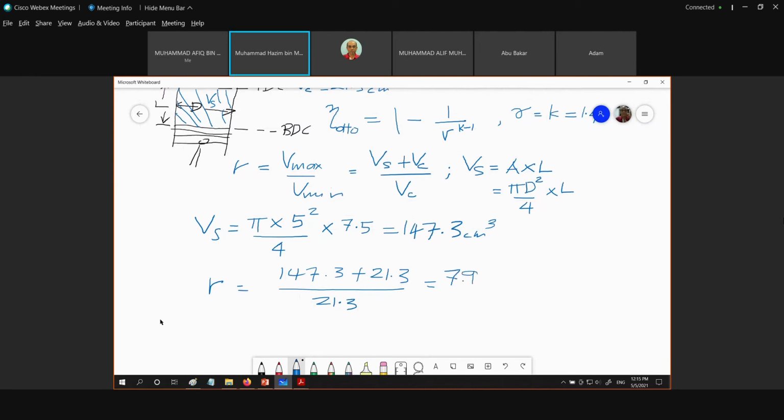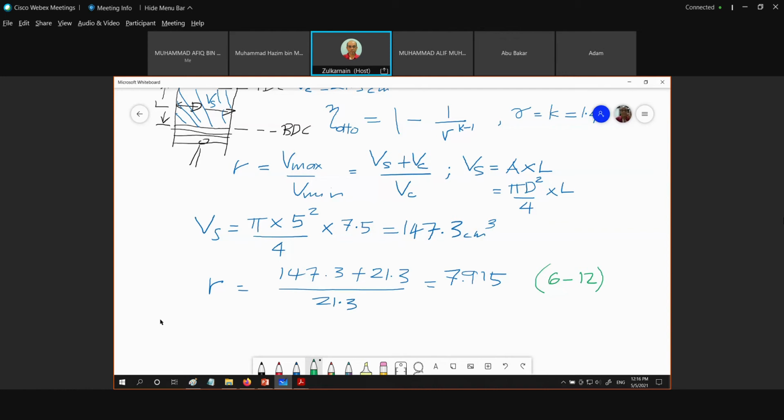7.915. Okay, for your information, the typical value of this compression ratio for a standard type of engine is usually between 6 up to a maximum of 12. This is the typical value of r. Usually 12 is for a high performance engine. For a normal engine, it is usually 6 up to 12, usually 6, 7, 8. For motorcycles, 6 is used. For two stroke, 6 is used.